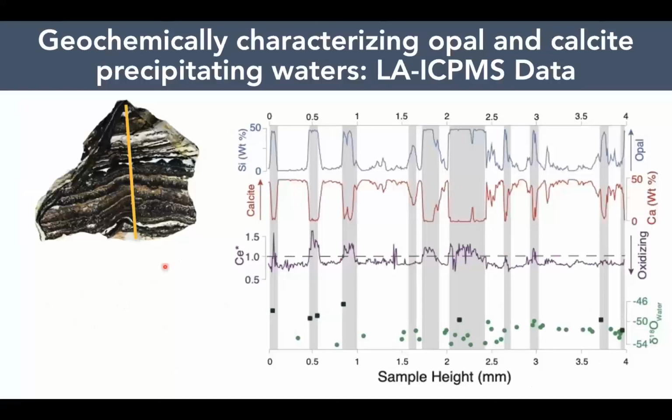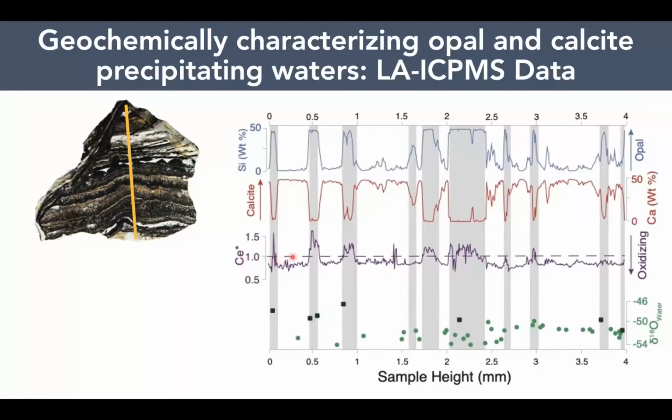And so the first data I'm going to present on that are chemical data. These are chemical elemental data extracted by laser ablation, and I did it across the sample. And so I'm plotting silica weight percent and calcium weight percent. Again, those are our opal layers that I've highlighted in gray, our calcite layers that I've highlighted in white. And the first proxy for subglacial chemistry I'm going to call on is the cerium star value.